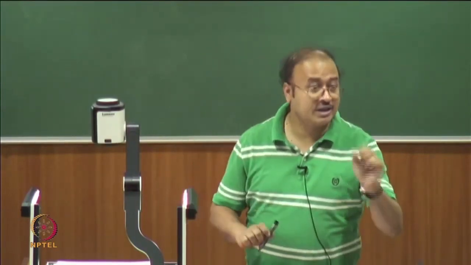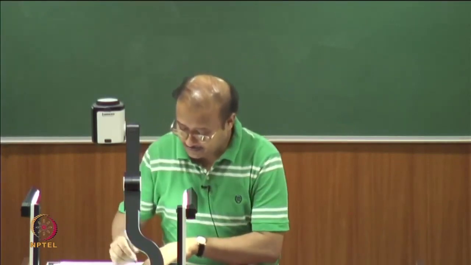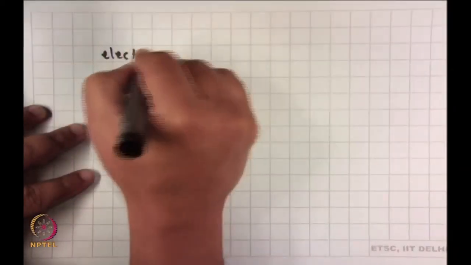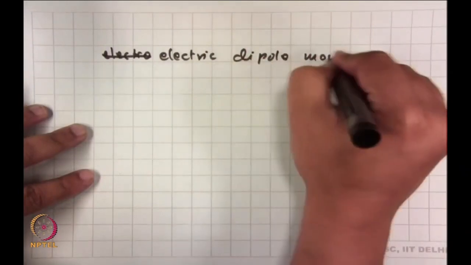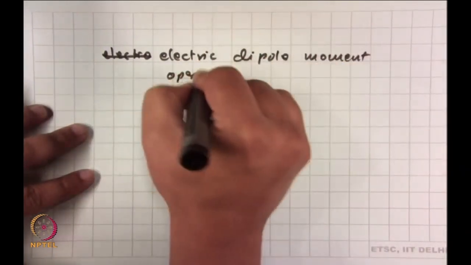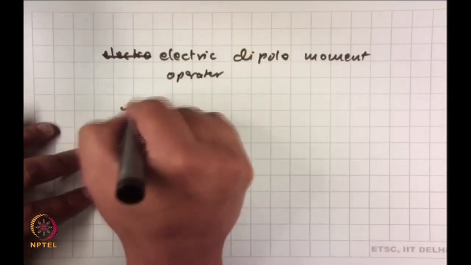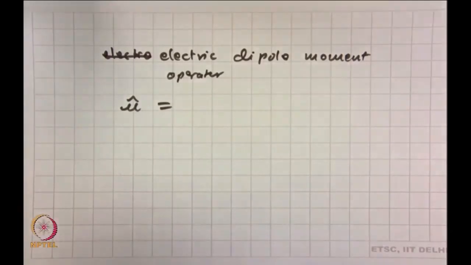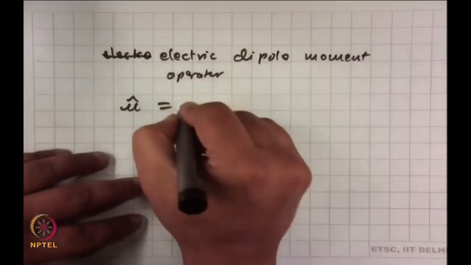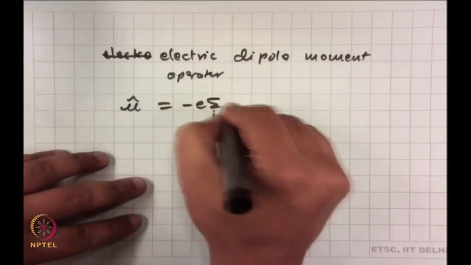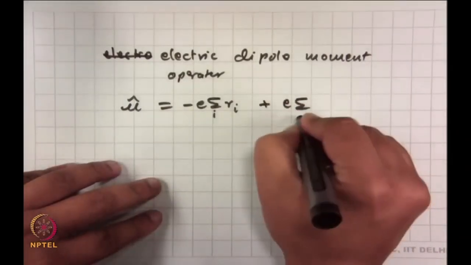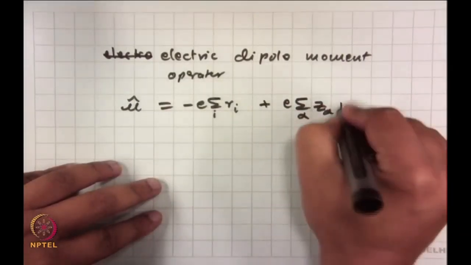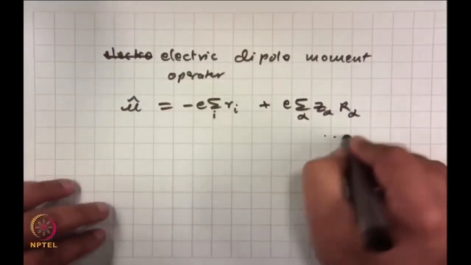So then, if it is the dipole moment we should be concerned about, the electric dipole moment operator can be written as mu, with the hat on top being the operator, is equal to minus e sigma i r i, the small r referring to the coordinates of the electrons, e being the charge, plus e sigma alpha Z alpha R alpha. So this is equation number 2.